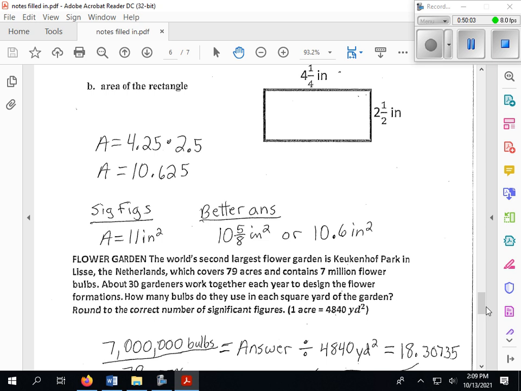I think that's too much rounding. That's the way significant figures is telling you to do it, round it off to 11 inches squared. But if that's the rule that we're using, then that's what it needs to be. A better answer might be something like 10 and 5/8 inches squared, or to round it off to one place behind the decimal, which is 10.6 inches squared.